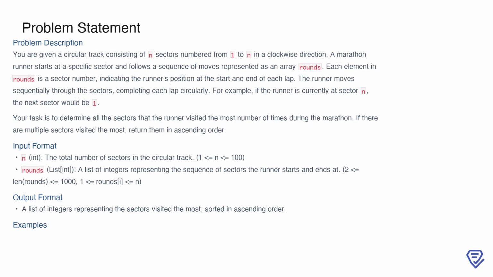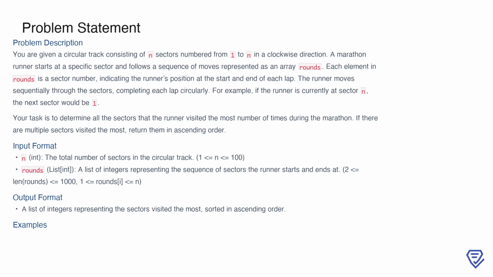Imagine a circular running track with n sectors, numbered sequentially from 1 to n in a clockwise direction. A marathon runner starts at a specific sector and follows a sequence of moves represented as an array called rounds. Each element in this array indicates the starting and ending sectors for each lap. The runner moves sequentially through the sectors, and because the track is circular, if they are at sector n, the next sector would naturally be 1.